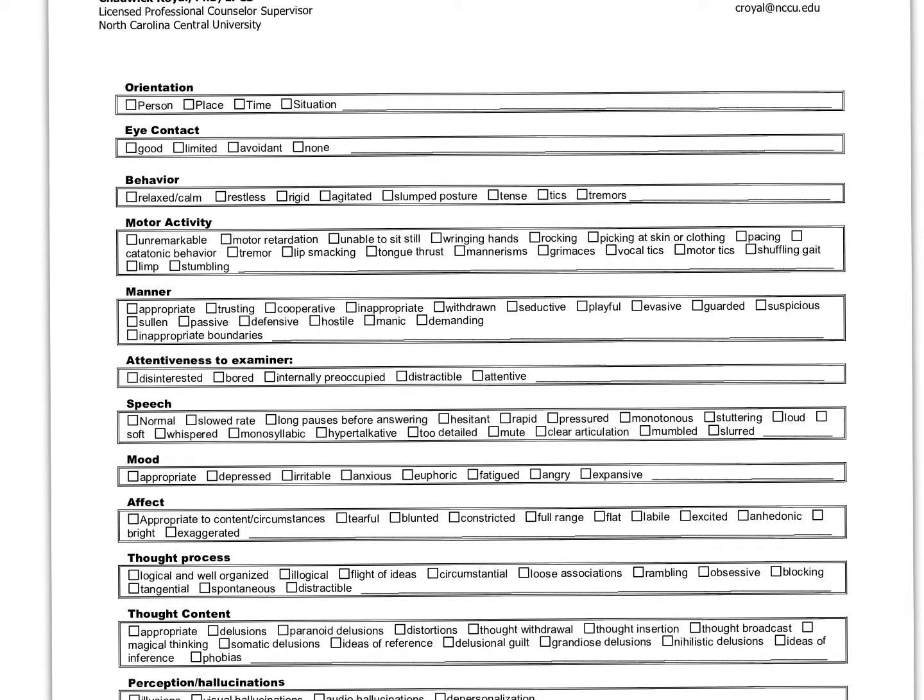Eye contact, was it good, limited, avoidant? And just as we talked about previously with people on the spectrum, their eye contact would be perhaps limited or avoidant.